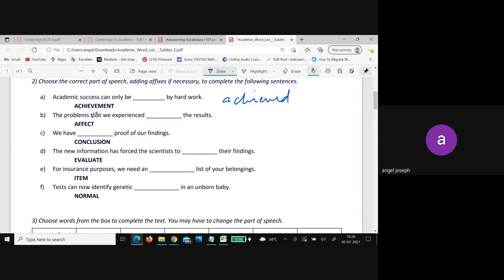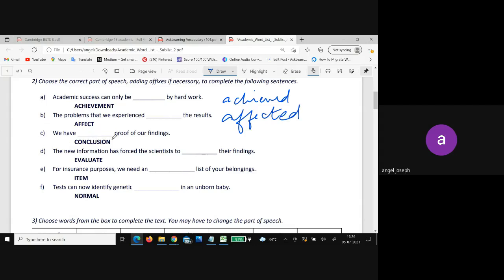All right. So the problems that we experienced - the results. Which form? Effect. ED. Yes, correct. ED. Affected. That's correct. Affected the results.